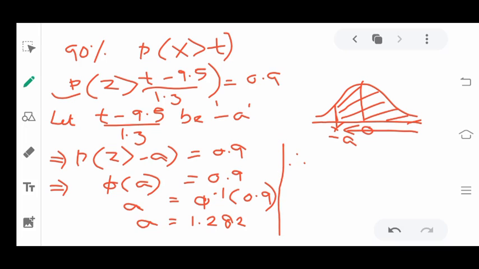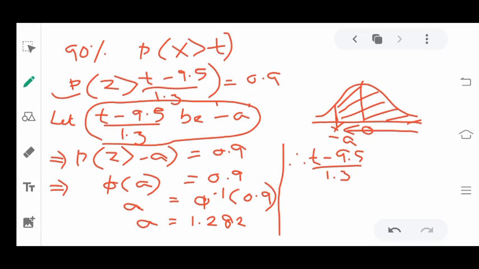Therefore, t minus 9.5 divided by 1.3 is minus a, that is minus 1.282. Just do the normal calculation. We get t is equal to, cross multiplying and adding 9.5, 7.8.